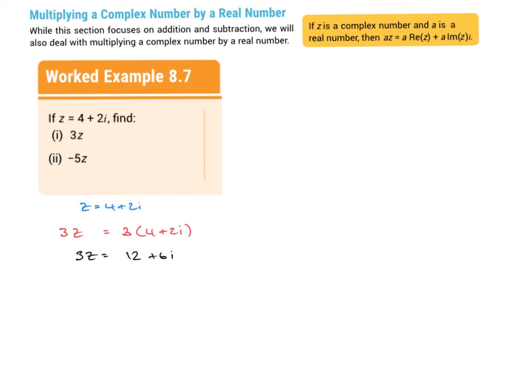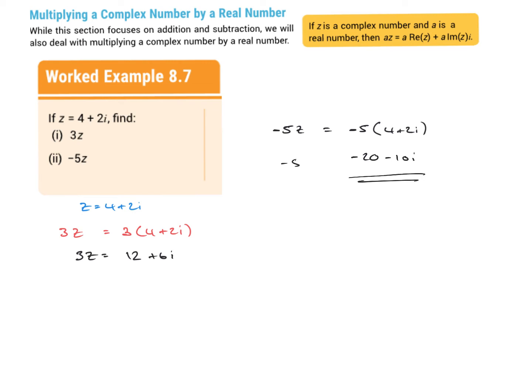Now minus 5z, exactly the same idea. It's equal to minus 5 times the z here, which was 4 plus 2i. The 4 plus 2i comes from here, that's the z, minus 5 times that, and we're going to do exactly what we did down here. Minus 5 times 4 is minus 20, minus 5 times 2i is minus 10i. So this is equal to minus 20 minus 10i, and we are done, boys.